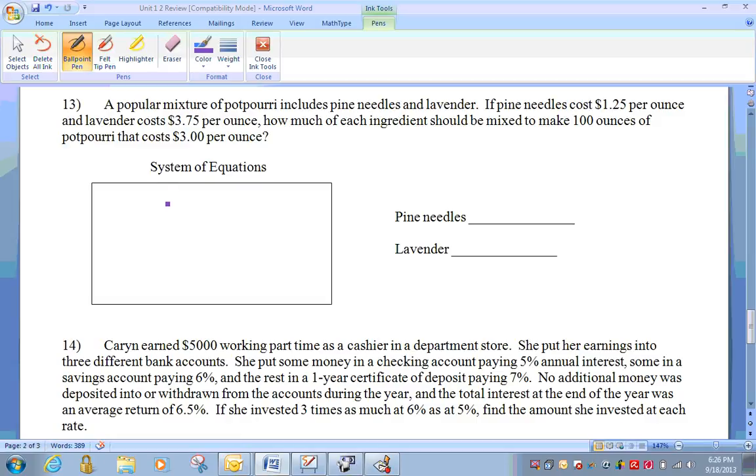Okay, so each ingredient, so pine needles plus lavender, we want to make 100 ounces of that. So now we need to figure out the cost. So we have $1.25 per ounce of pine needles plus $3.75 per ounce of lavender. And now this time it's $3 per ounce, okay? So we're wanting to make, remember, 100 ounces of it. So we have to set the cost equal to $300. So that's what they're wanting to know, how much of each ingredient for it to cost $300.